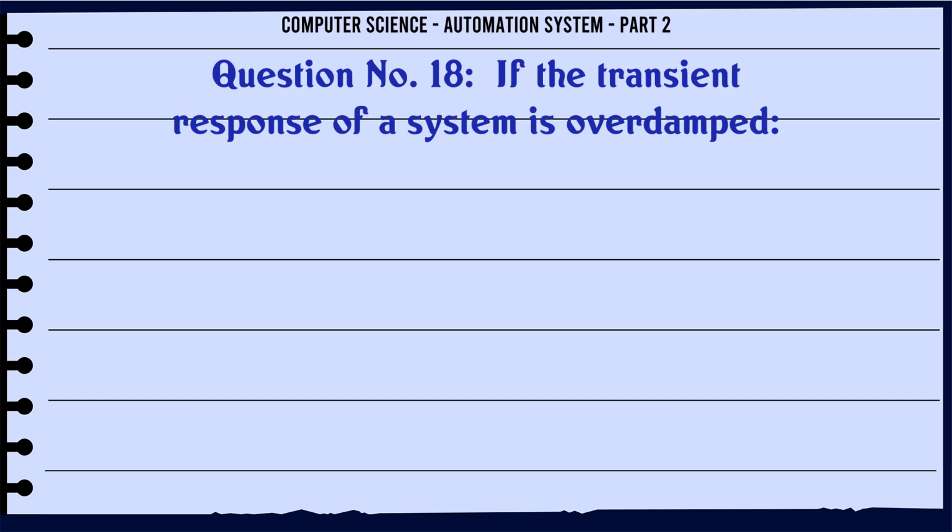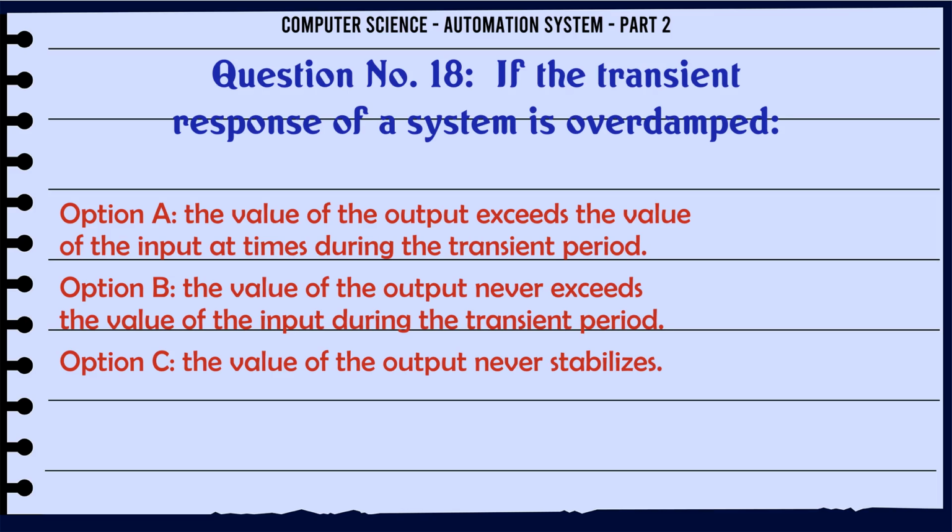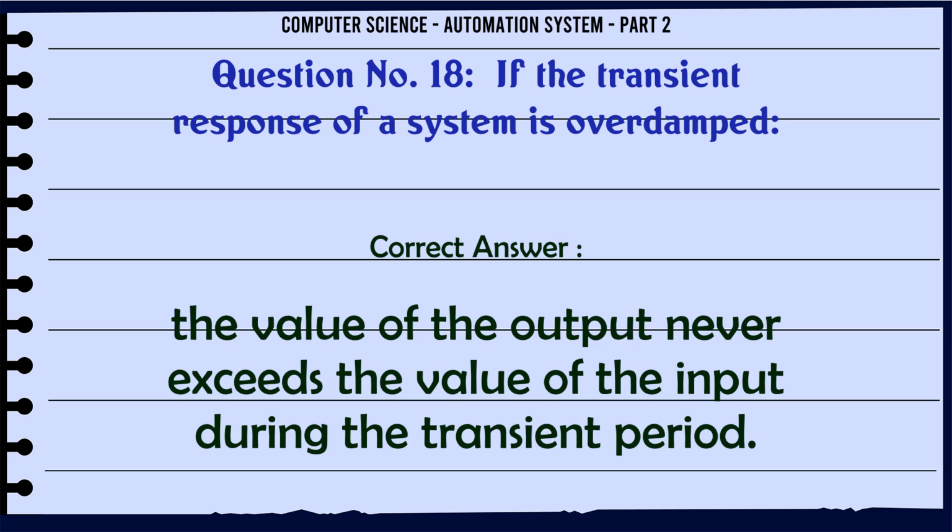If the transient response of a system is overdamped, A. The value of the output exceeds the value of the input at times during the transient period. B. The value of the output never exceeds the value of the input during the transient period. C. The value of the output never stabilizes. D. All of the above. The correct answer is the value of the output never exceeds the value of the input during the transient period.